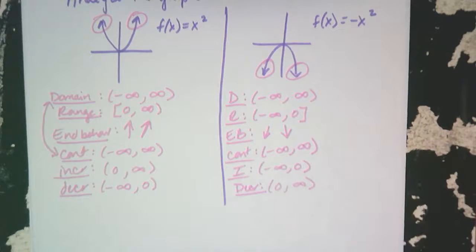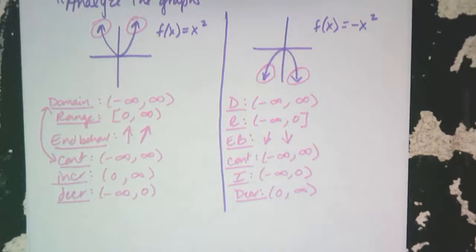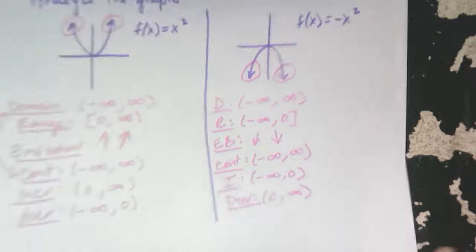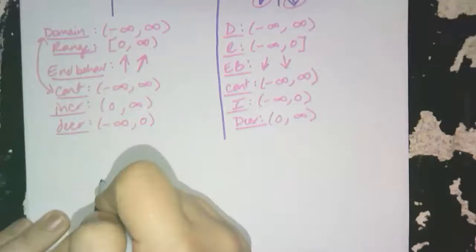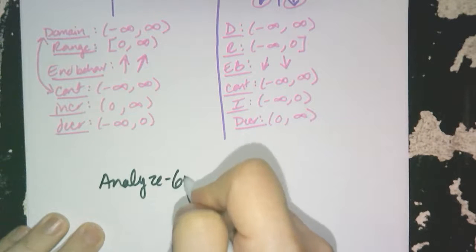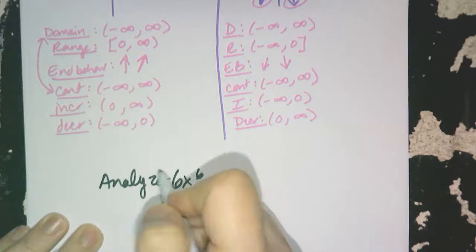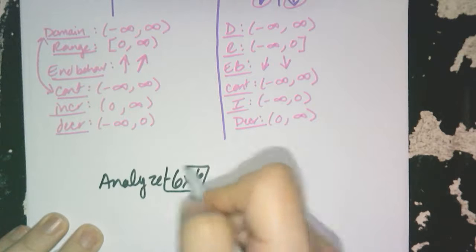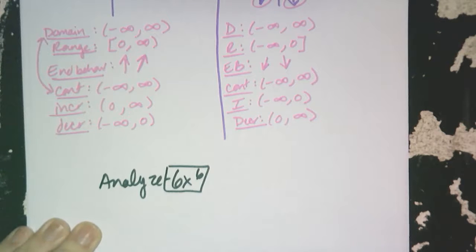Okay, now, why is this so important? Well, here's why. On homework tonight, you're going to get a question that says this. Analyze negative 6x to the 6. Sorry about that. Kind of got in the way. Analyze negative 6x to the 6.